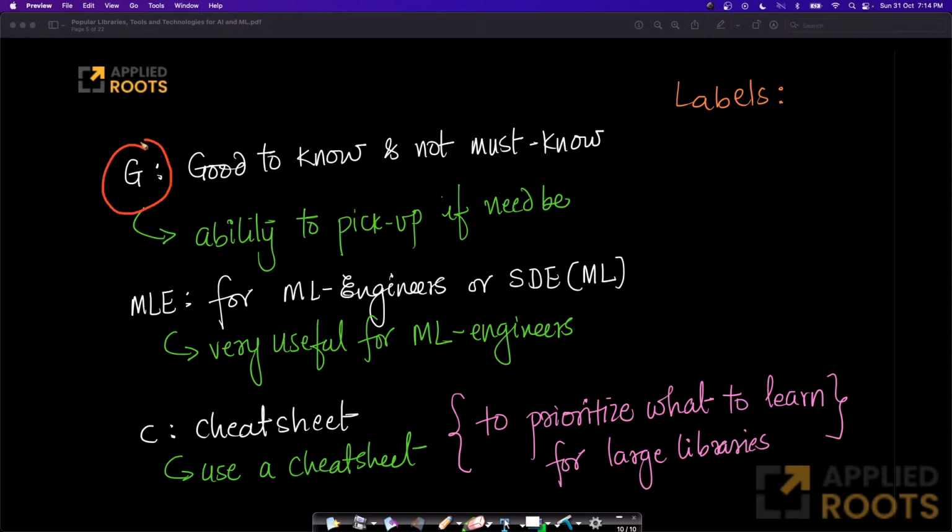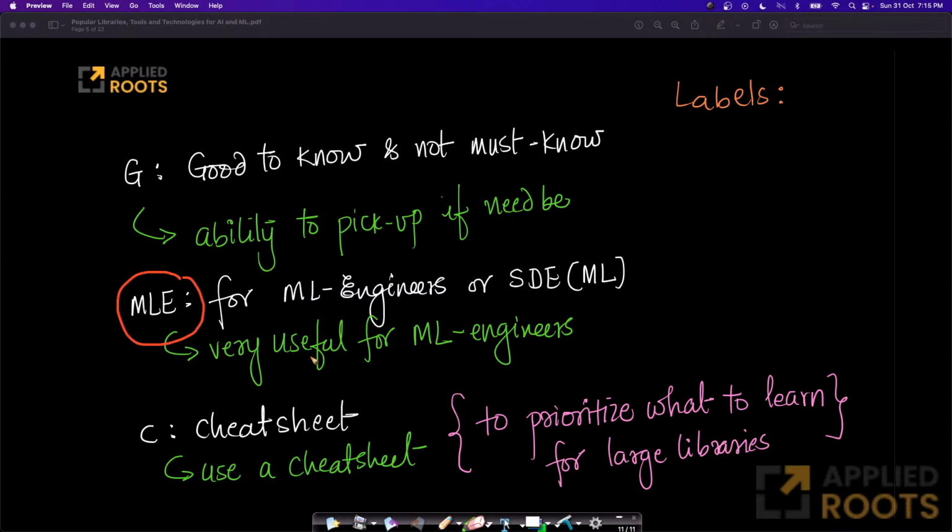For example, if there is a topic or a tool or a library for which we use the tag G, it means it's good to know, not a must know. When I say good to know and not must know, what you should have is the ability to pick up this library or tool or technology if the need arises. For example, take the R programming language. Slowly, fewer people are using R. But there might be one instance in your organization where you have to use R because there is some older code that some other team has written that you might have to modify. So this is good to know, not a must to know, but you should have the ability to pick it up if need arises.